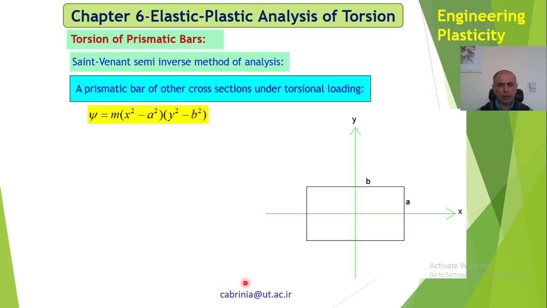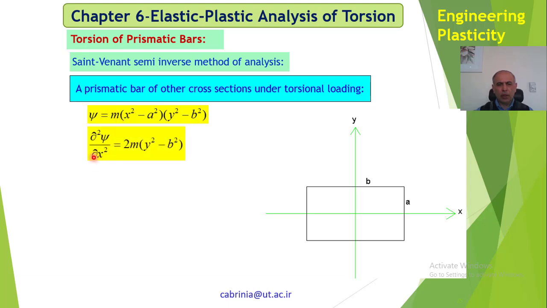And now for the rectangular cross section, we want to see whether we can use this equation or not. X squared minus a squared, y squared minus b squared for these sides, because we have x plus a, x minus a, y minus b, y plus b. These are the equations multiplied together. We get that times m.